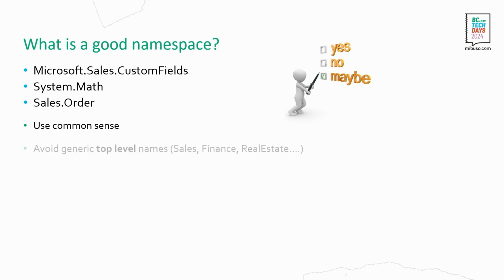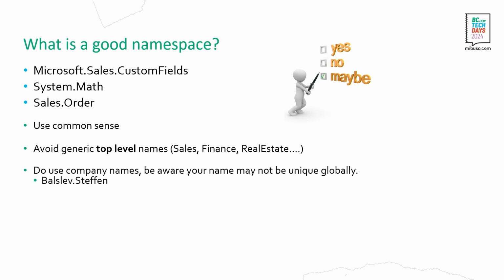I got a few tips for you. One is to avoid the generic top-level names. If you create a namespace that starts with Sales, then you're likely to hit somebody else in here who's also going to do the same thing, right? So avoid that. Do use your company name as a prefix or start of the namespace. I could use my own name, but there's likely more people out there called Steffen, so maybe I should prefix it with something else. You can use your own company name, but be aware that some company names are not globally unique, so you may need to qualify that a little bit.